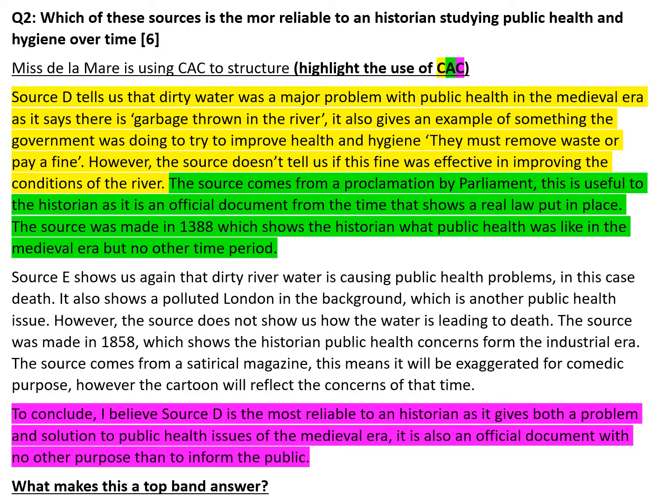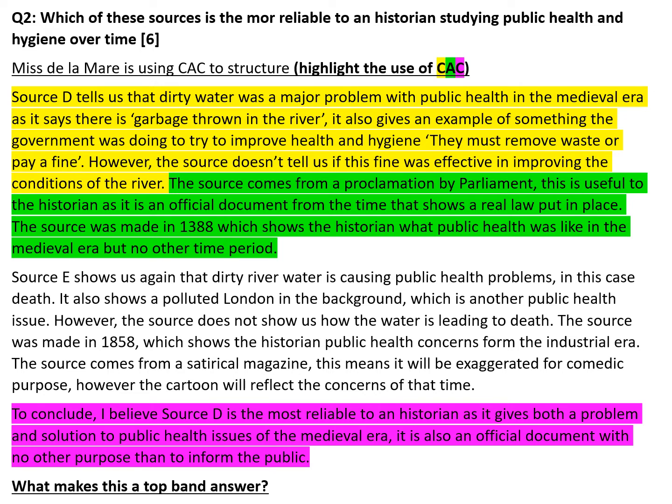Have a look at the example answer that I've done on the sheet then. When we analyse a source, we're going to try and use the CAC method. Do you remember CAC? Content, what's good and bad. Attribution, that's the bit at the bottom that says where it comes from and the date. Good and bad. And then a conclusion.